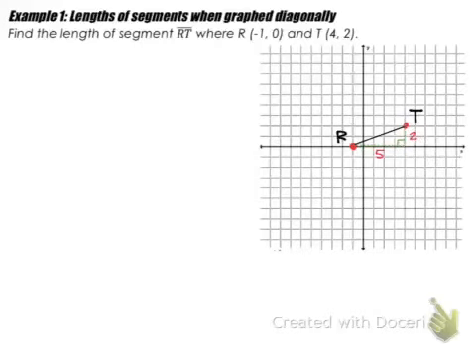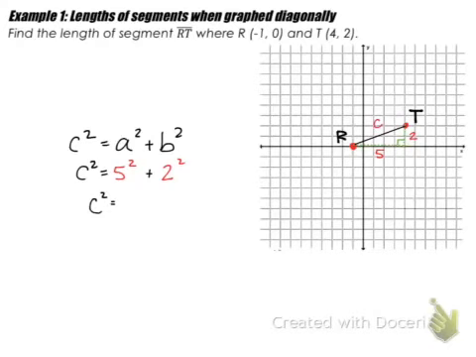So we have our A and our B in our right triangle, but we have to figure out what our C is. So we have c squared equals a squared plus b squared, which is our Pythagorean theorem, and substitute what we know. So c squared represents what our RT is. 5 squared is our A, or one of the legs. B squared is 2 squared. So simplifying that further, c squared is equal to 25 plus 4. And then c squared is equal to 29.